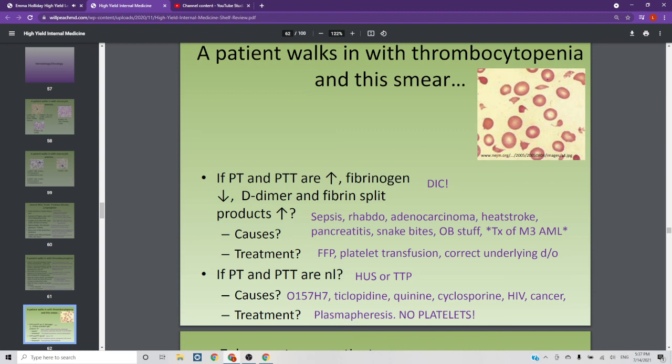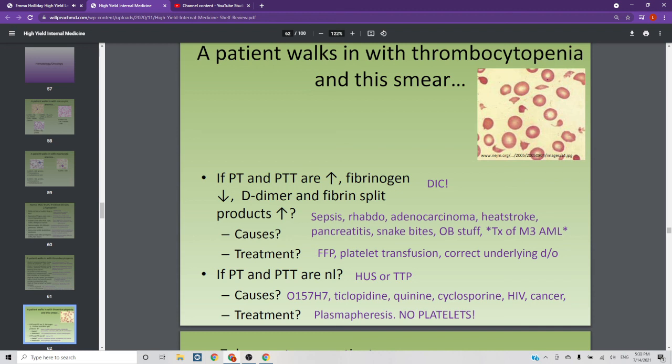TTP, good, we just talked about it. So HUS or TTP, and the causes of that: O157H7 causes HUS, and then there are some drugs that are associated with TTP. The most important one for you is going to be ticlopidine. And then the treatment, do we want to give them platelets? No? What do you want to do? Plasmapheresis. Good. So if you're going to go into pathology, TTP is like one of the only things they'll page you for on the weekends.